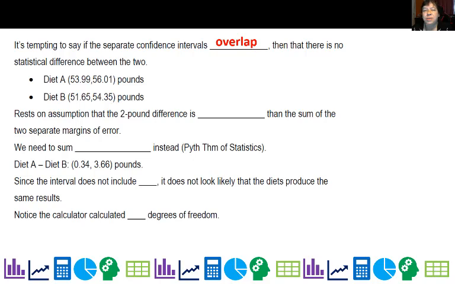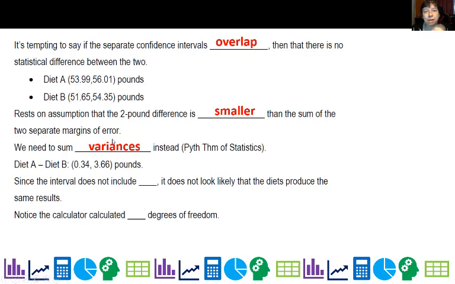So I'm going to use this example here. I've got two diets with confidence intervals, and I actually have the stats for it. So don't worry about it. The main point is I'm just trying to show you this effect. So I've got no statistical difference between these two diets, Diet A and Diet B, in terms of just looking at their confidence intervals compared to each other. But that rests on the assumption that the 2-pound difference is smaller than the sum of the two separate margins of error. So we need to sum variances instead.